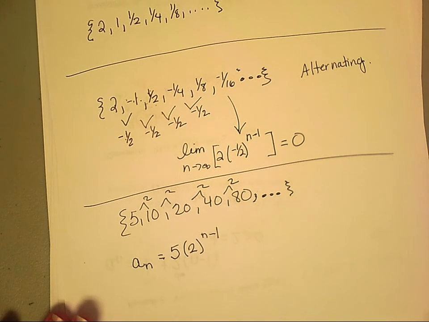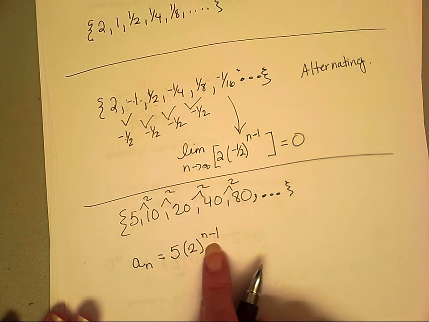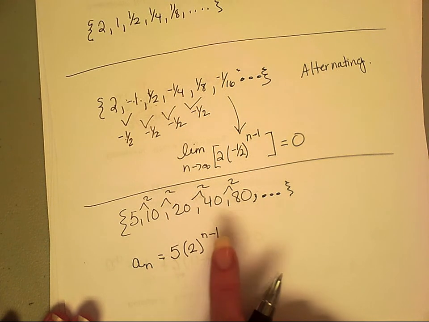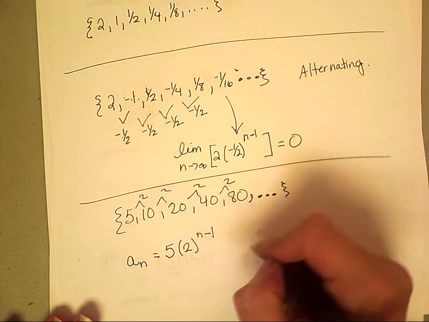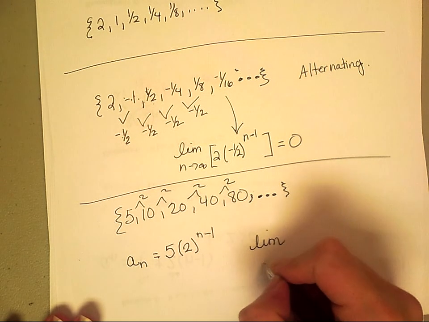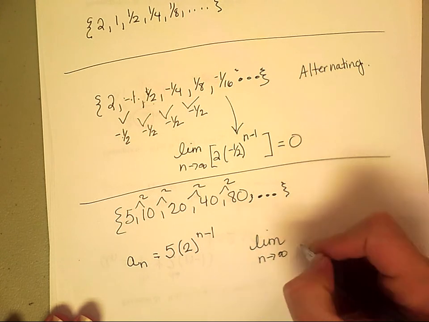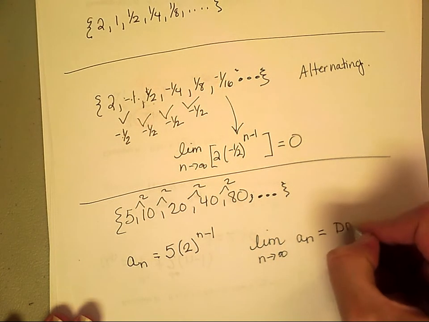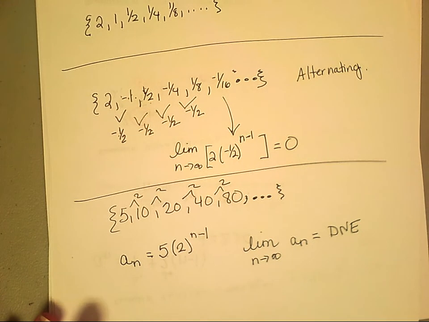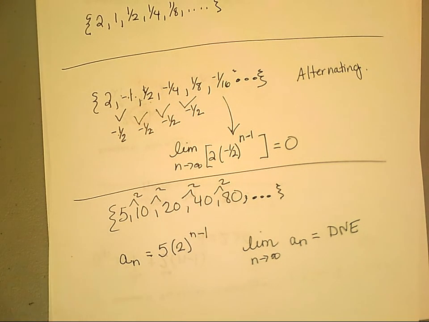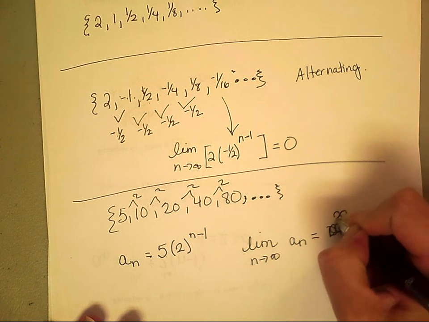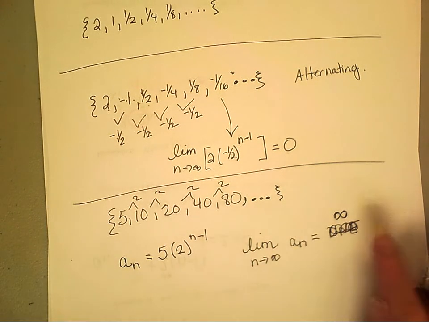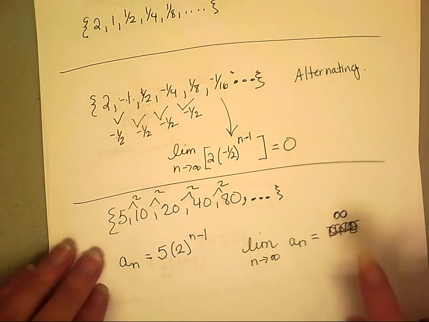Now what's going to happen in this case? Well, as n increases, this is going to be 2 to the 3, 4, 5, 6, 7, 8, 9, 10 power. And these are increasing without bound, and 5 times that certainly will. So if we look at the limit of this geometric sequence, the limit does not exist. It's infinite. Instead of saying it does not exist, we could actually label this as infinite. So it is a divergent sequence, but we'll label that as infinite.